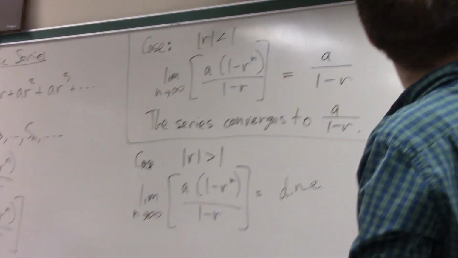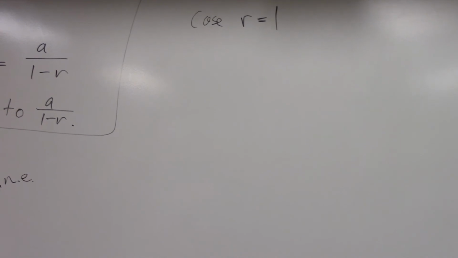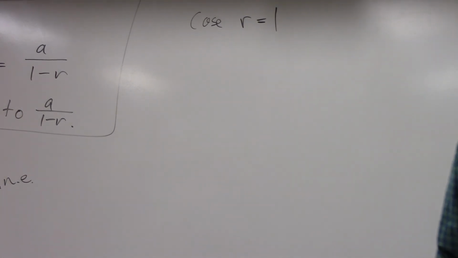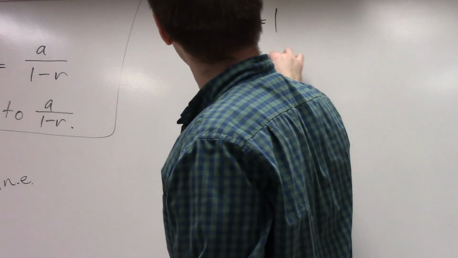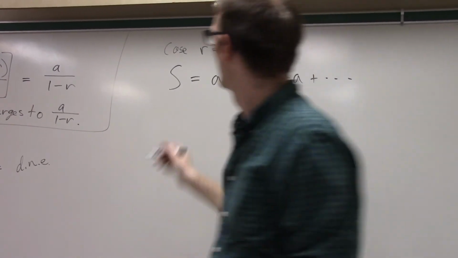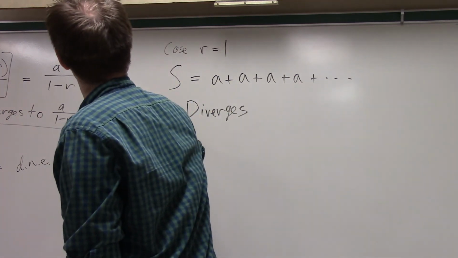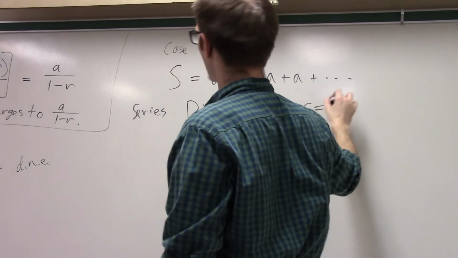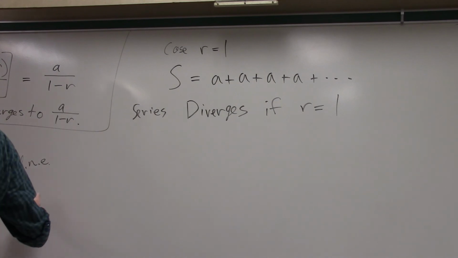30 seconds each. What about the case where r equals 1? Don't worry about Quadrano, it'll be okay. If r equals 1, then this formula is kind of useless, right? So what is our series if r equals 1? The series is really just A plus A plus A plus A forever. And what do we know about that? This diverges. So the series diverges if r equals 1. We also saw that the series diverges if the size of r is bigger than 1.